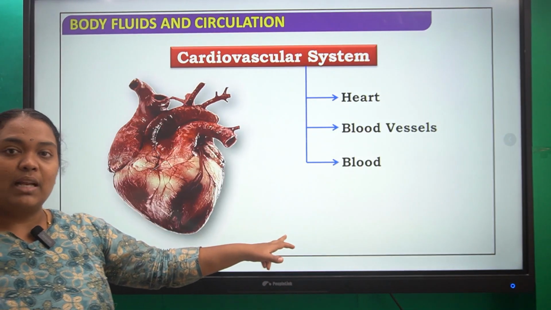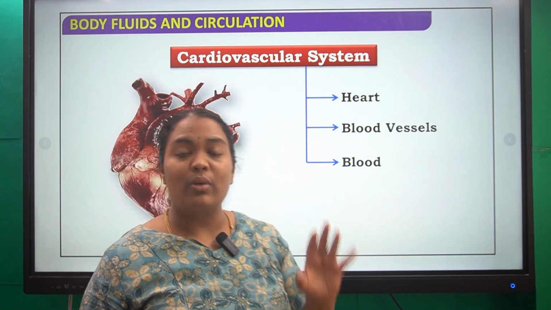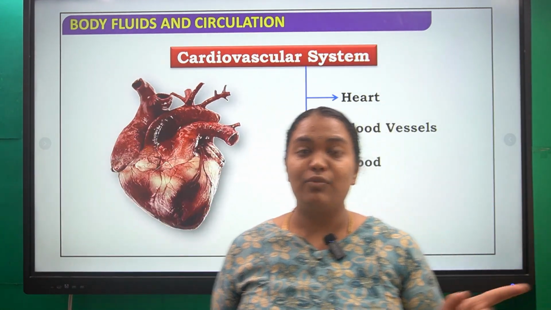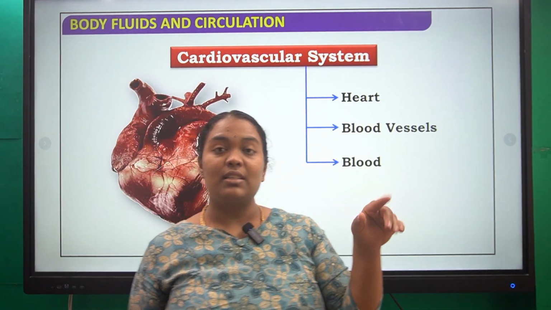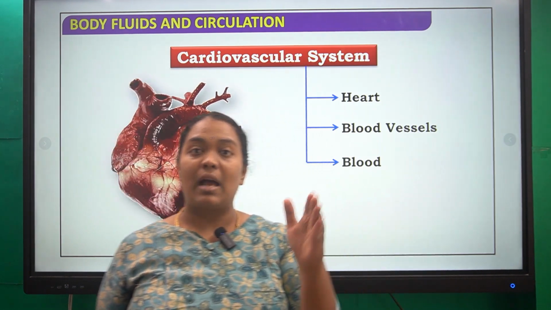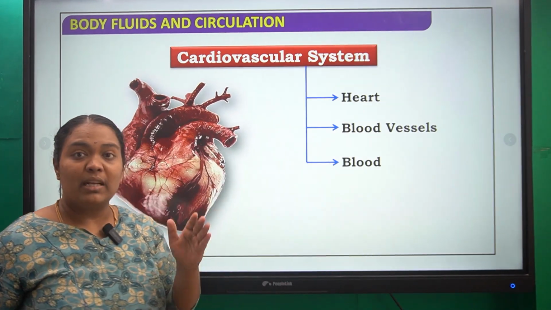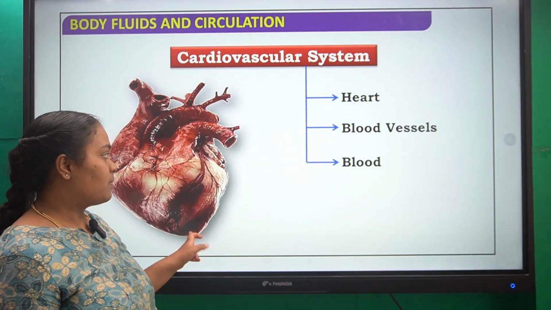Then you have the blood. Blood is nothing but the fluid type of tissue that is flowing through your veins and arteries, helping in the transportation of different materials and also the oxygen.